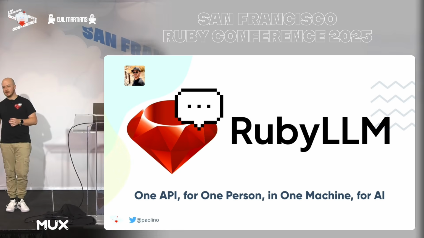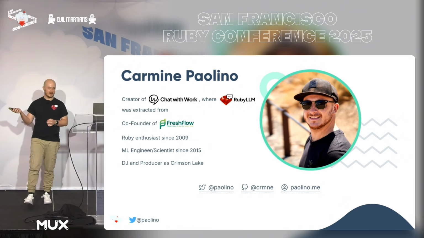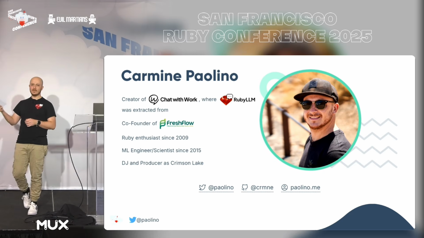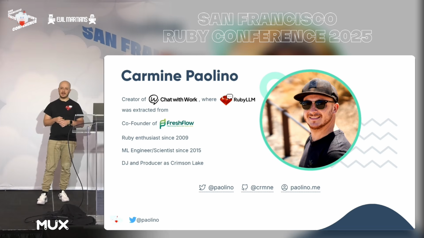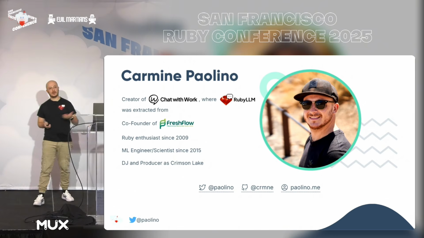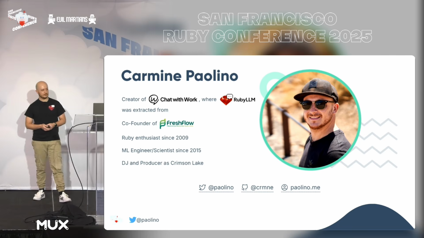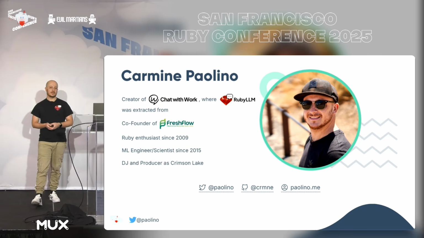Today I'm excited to talk to you about RubyLLM. If you don't know me, I'm Carmine Paolino. I'm the founder of Chat with Work, which is an AI assistant for your workplace. I also founded another AI company before called FreshFlow. I extracted RubyLLM from Chat with Work, and tomorrow I will have a demo in the other room if you want to see how it works. I've been a Ruby enthusiast since 2009, and a machine learning engineer and scientist since 2015.